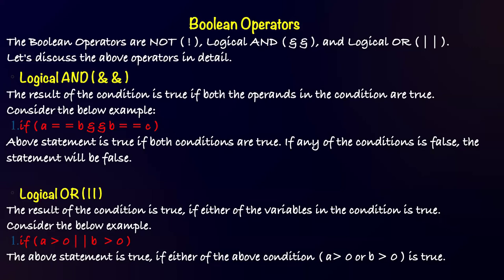So the Boolean operators are the not operator, which is used as an exclamation sign, logical and, the double ampersand sign, and logical or, that is the straight lines twice. So these are the operators that are used as Boolean operators.